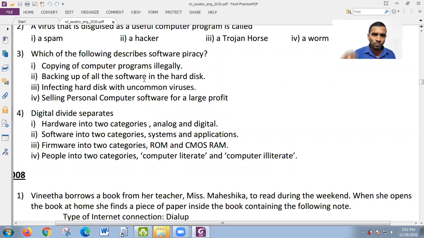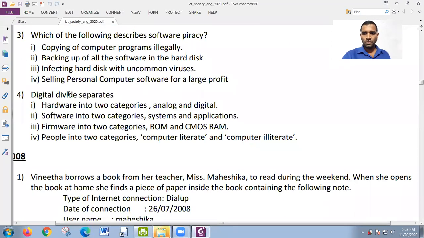Because if it is open source, you can copy and use it. But if it is a licensed program, definitely you have to purchase it. You cannot copy that. So the first answer is correct. Next one.